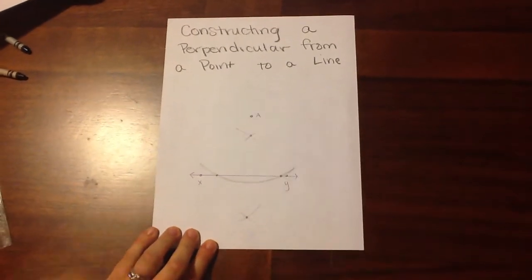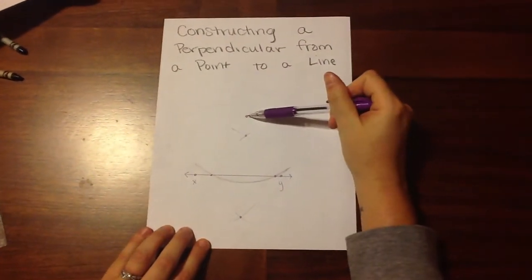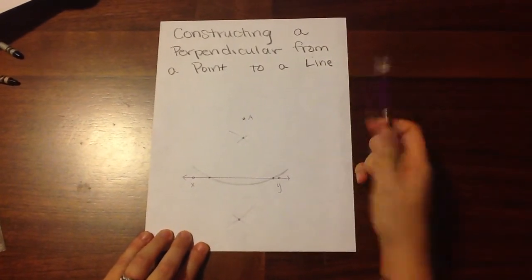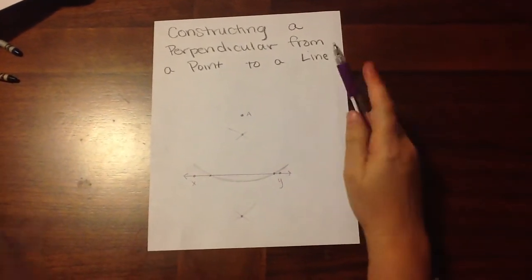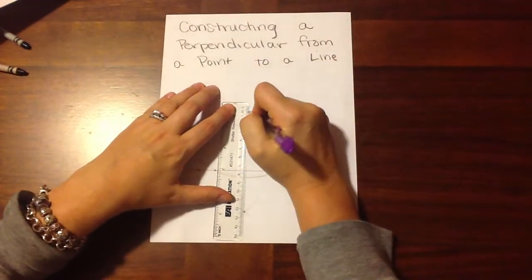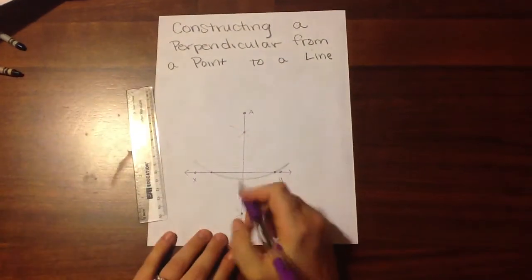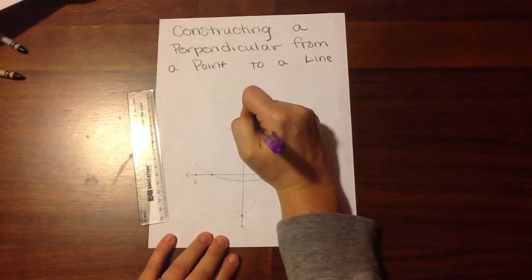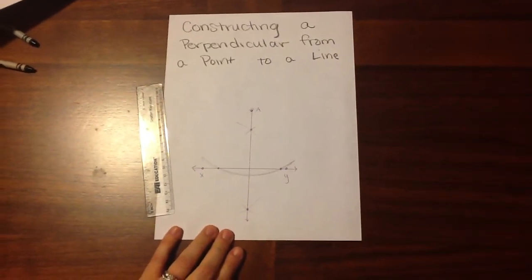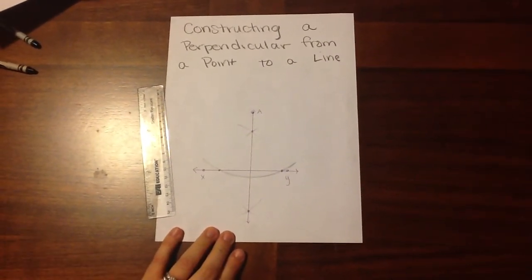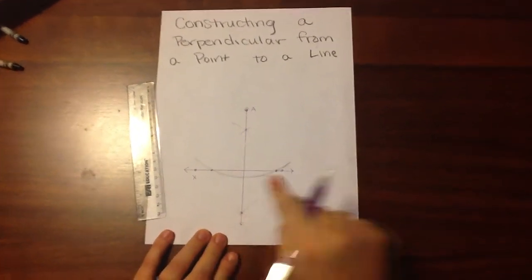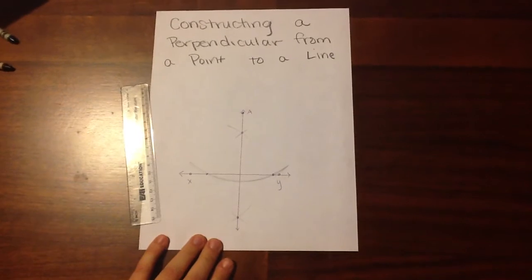Now if I connect through point A and these 2 points, the line that I create is going to be perpendicular. So I take out my ruler, I connect, and there you have a line perpendicular to XY passing through point A. Now at this point, if you would like, you can take out a protractor and measure to make sure that that's 90 degrees or right around 90 degrees.